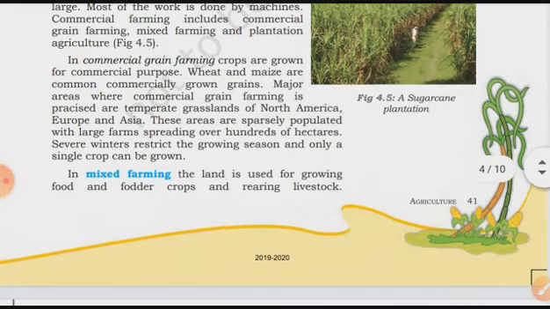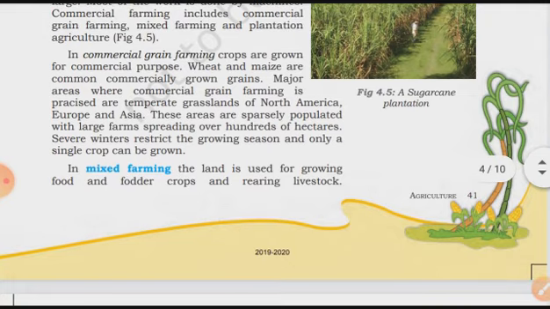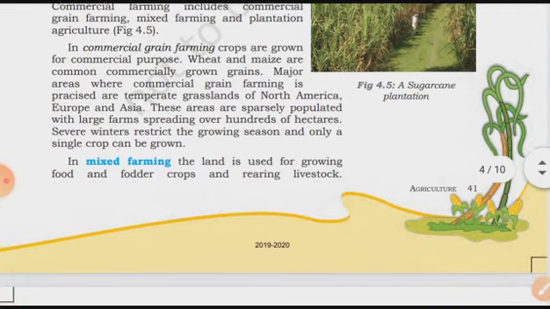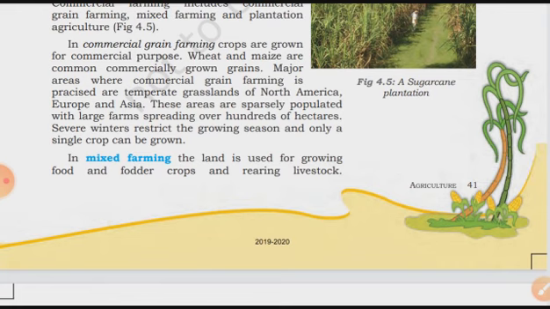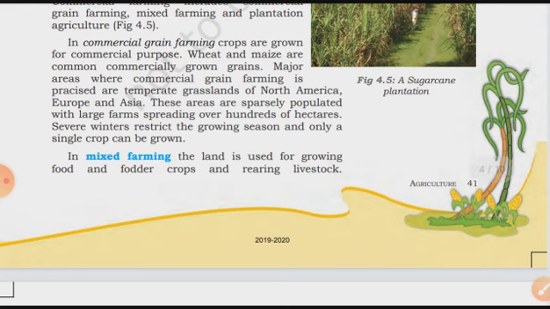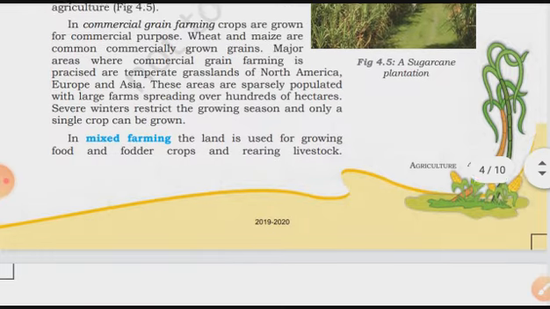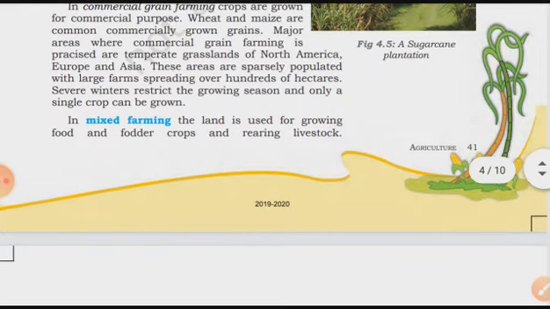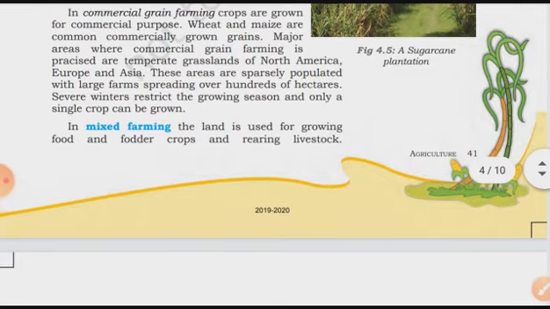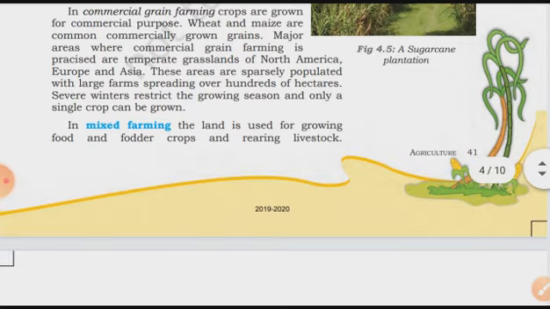Then they have explained one by one what they have given. In commercial grain farming, crops are grown for commercial purposes. Wheat and maize are the common commercially grown grains; these are the main commercially grown grains. Major areas where commercial grain farming is practiced are the temperate grasslands of North America, Europe, and Asia.